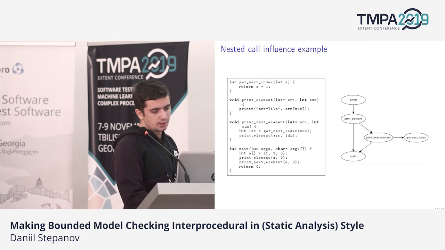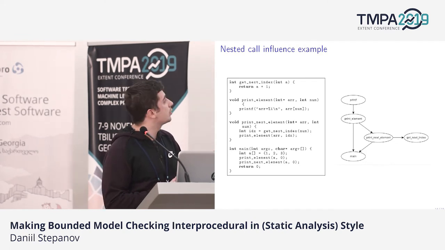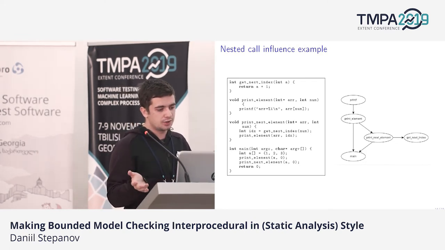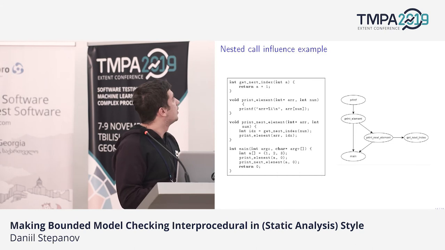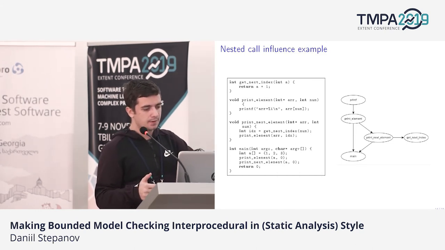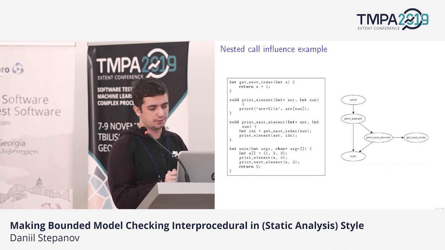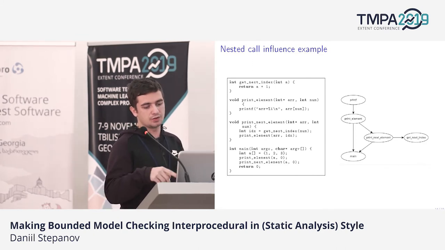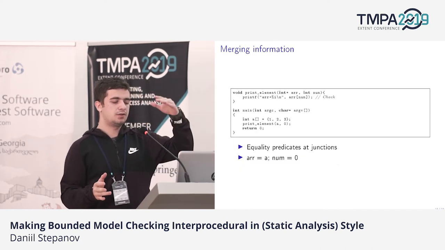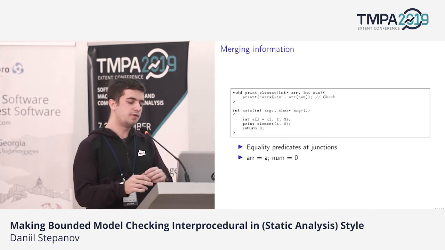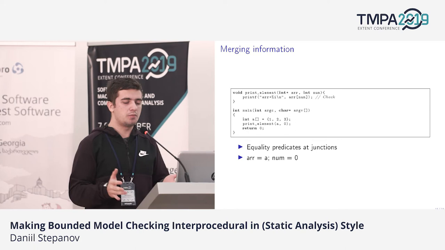There is an example. We have a function getNextIndex that is not on the way from printf to main, and we need to somehow handle information from this function to avoid false positives. And we get the needed information. After extracting information from all functions, we need to somehow merge it.